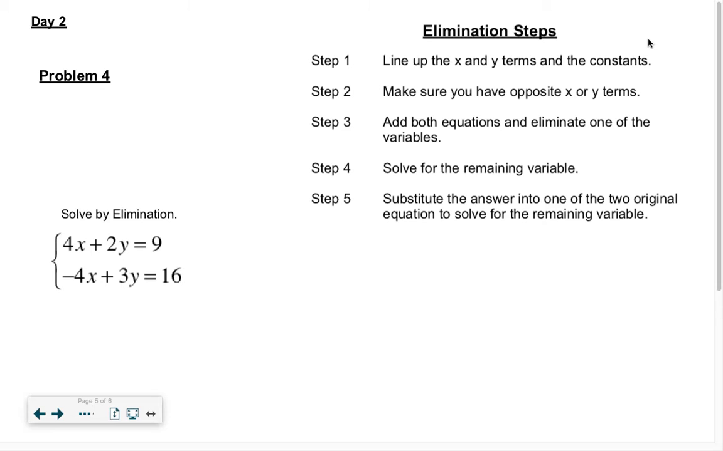Okay, day 2. We got a new way to solve. Get your notes out. Everybody got notes out?